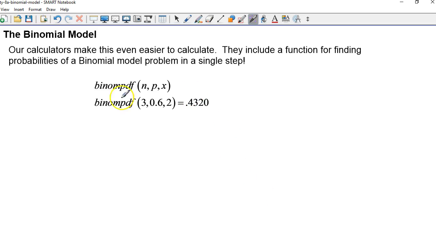There is a function called binomial PDF that we can give 3 values to: the total number of trials, the probability of success, and the value. Sometimes it's called x. In the calculator it's identified as x. It's the number of successes. So in this case we would do binomial PDF out of 3 trials, probability of voting is 60%, of exactly 2. Let me show you where that is in a calculator.